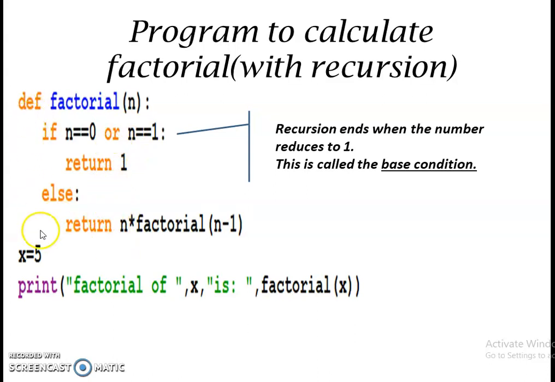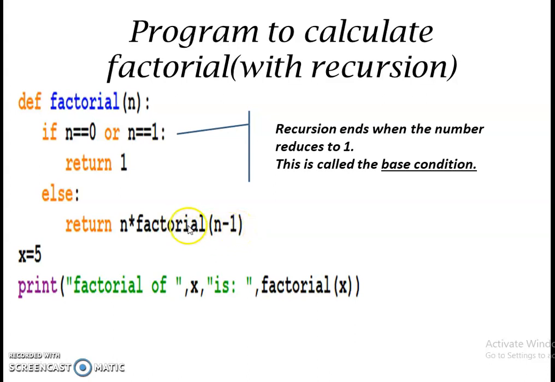Outside this function definition, we are taking one variable named x, its value is 5, and we are printing factorial of x, passing x to it. The initial value of x is 5, so it will go to this definition part. The first time this condition is false because the value of n is 5, so it will go to the else statement, and here we are writing n into factorial n minus 1. So for 5, it will return 5 into factorial 4 because n minus 1 is 4.